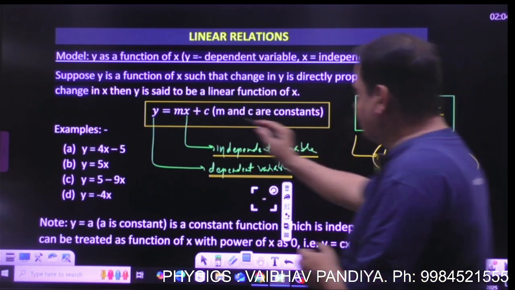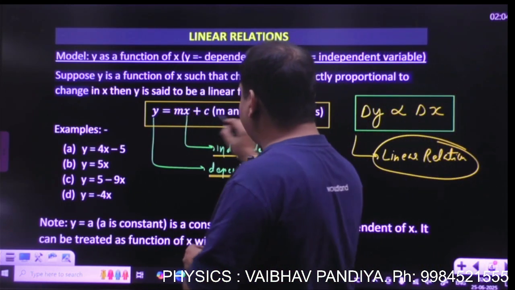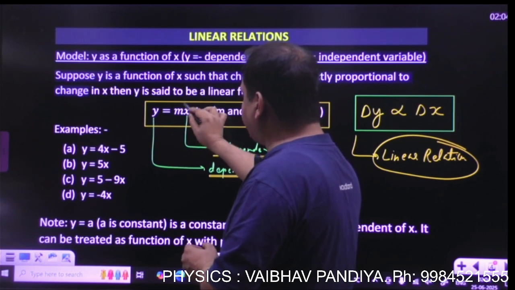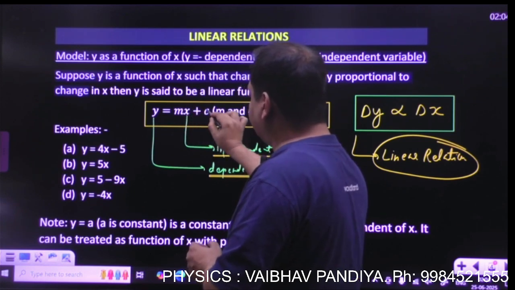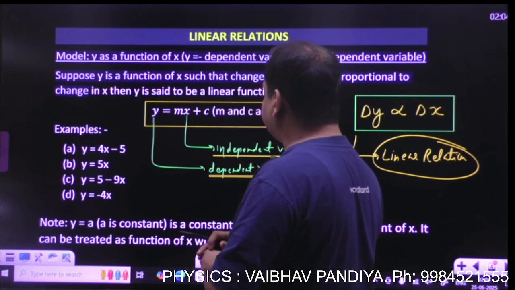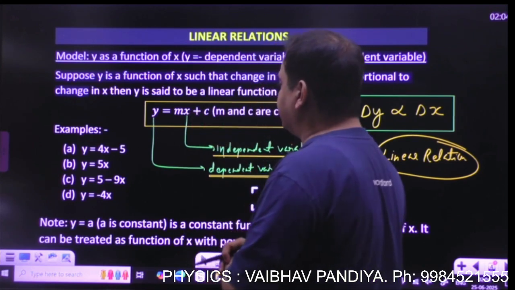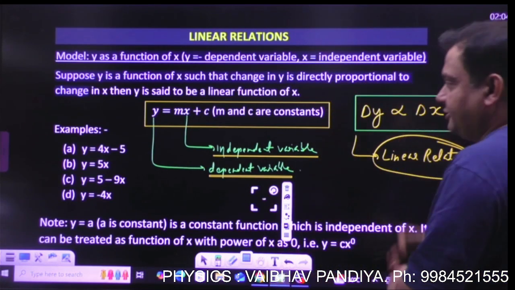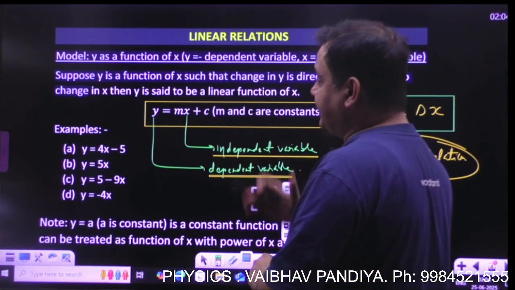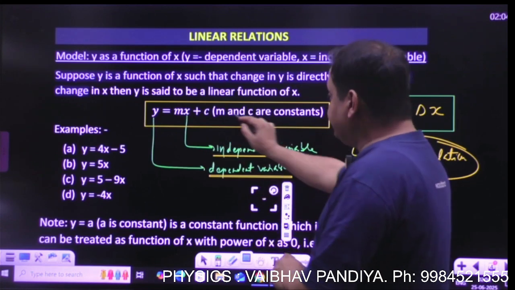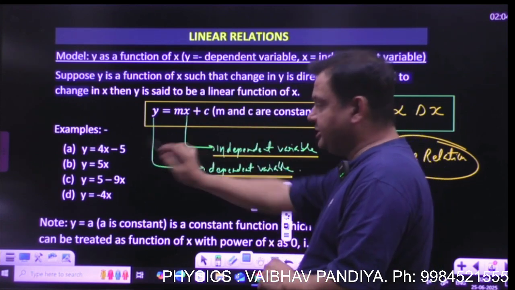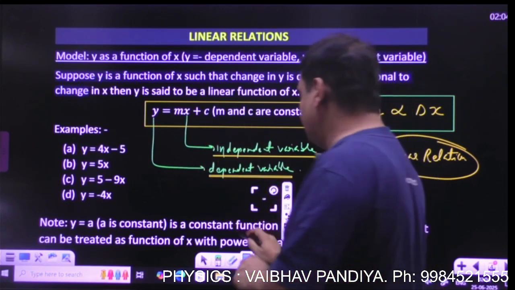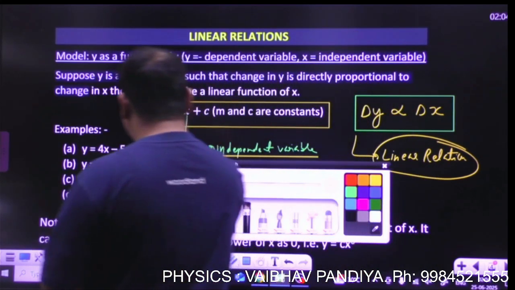So whenever you have any equation of this form where the power of x is 1, and m and c are constants, the coefficient of x is a constant which is written as m, and there is another separate constant which is written as c, then such an equation is called a linear equation. Some examples are y is equal to 4x minus 5, y is equal to 5x, y is equal to 5 minus 9x, y is equal to minus 4x. See, c can be 0. If you see illustration b, there is a coefficient of x but there is no c, so c can also be 0. All these kinds of relations are linear relations.